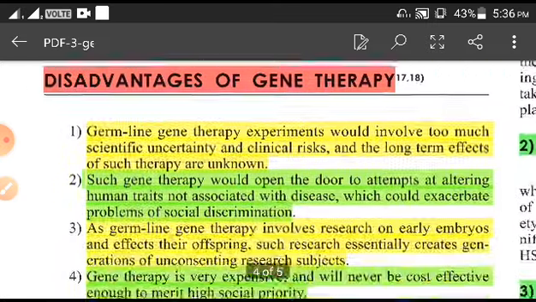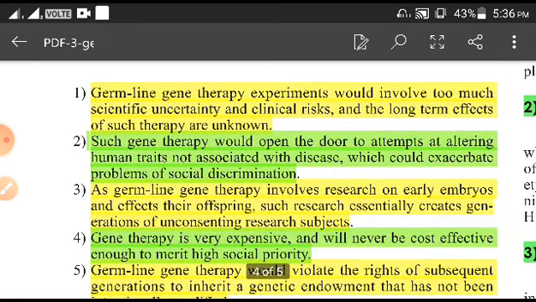You'll see the disadvantages are also there. Germline gene therapy experiments would involve too much scientific uncertainty and clinical risk, and the long-term effects of such therapy are unknown. Such gene therapy would open the door to attempts at altering human traits not associated with disease, which could exacerbate problems of social discrimination.